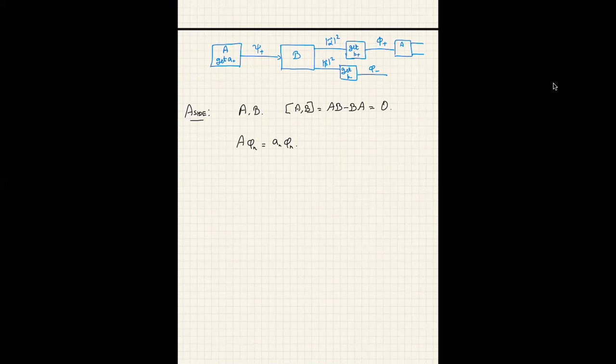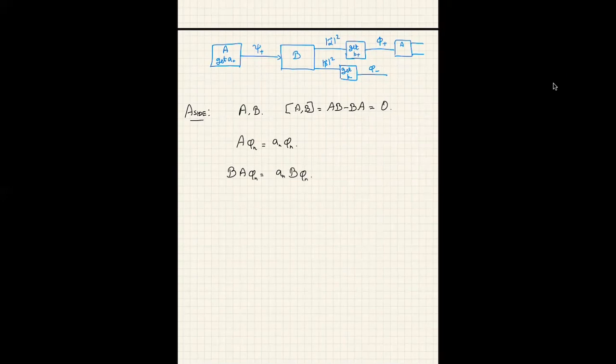Now, let us multiply both sides of this equation by B. Notice that these are the only possible eigenvectors of A. All eigenvectors of A I have already discovered. They are phi n. Now, let's multiply both sides of this equation by B. So, B A phi n is an times B phi n... sorry, A, B acting on phi n.